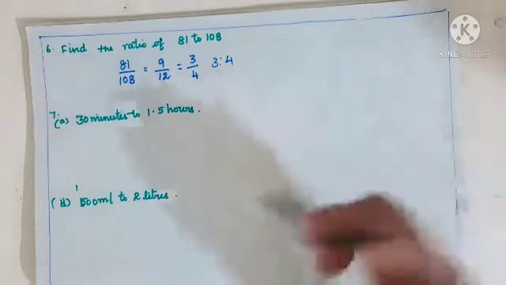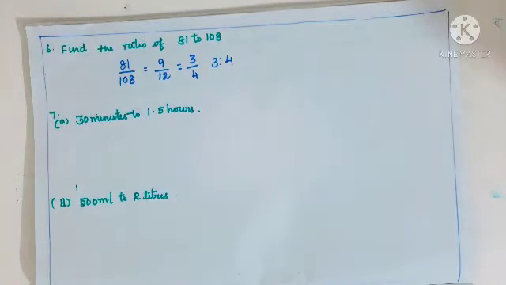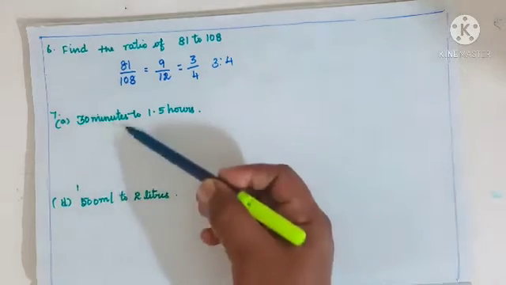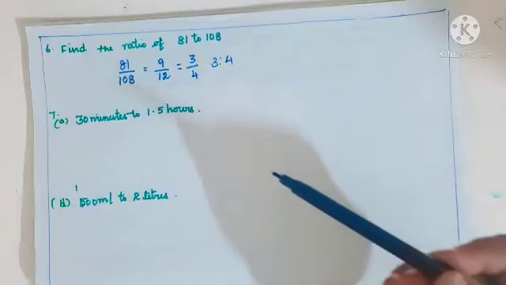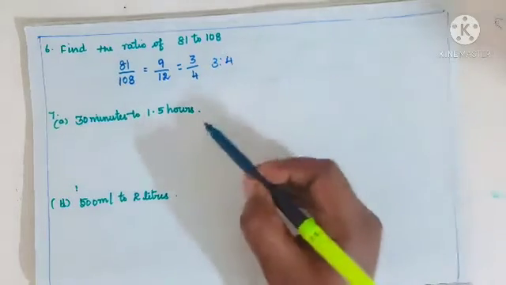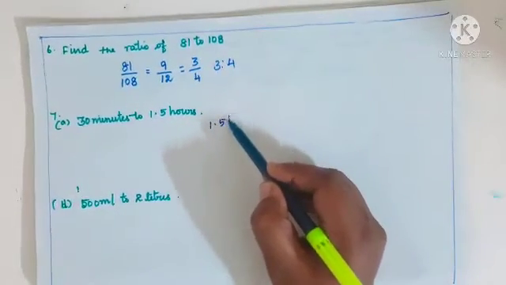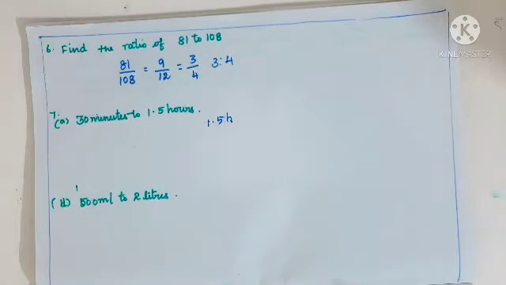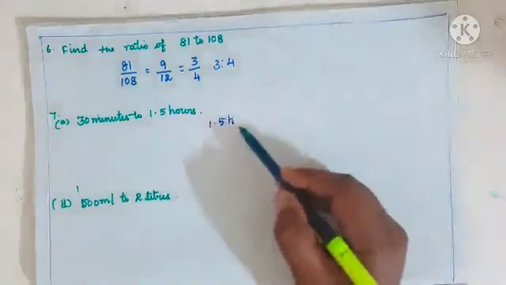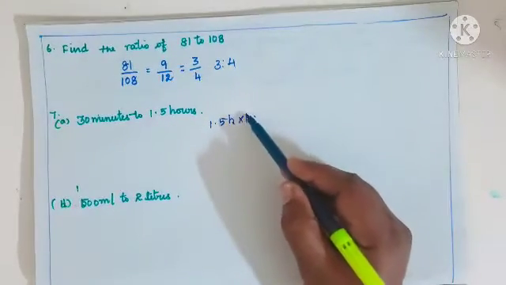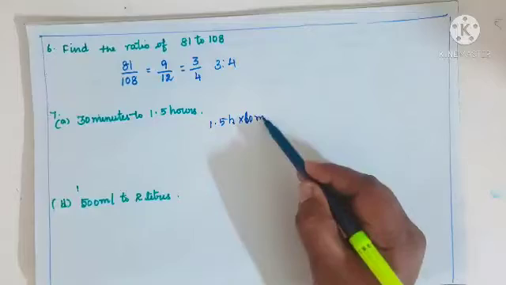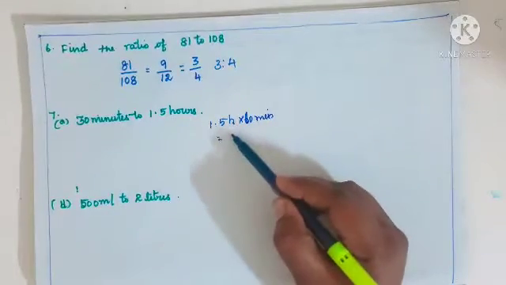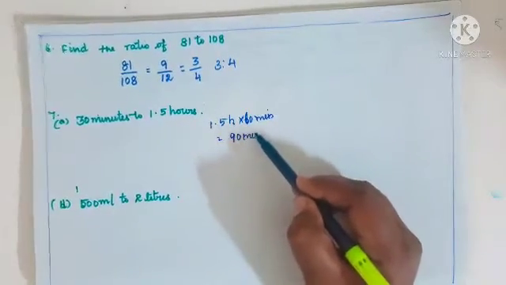Okay. So here, 7th sum, 30 minutes to 1.5 hours. Here the same thing, a conversion is needed. Here it is minutes and here it is hours. Is it so? Yes. So 1.5 hours means you have to multiply 1.5 into 60 minutes. Okay. So what do you get? When you multiply, you get 90 minutes.